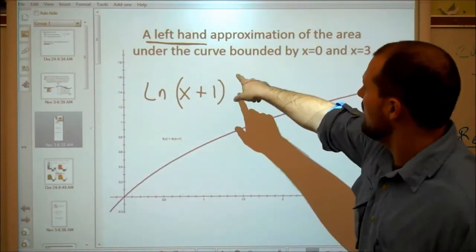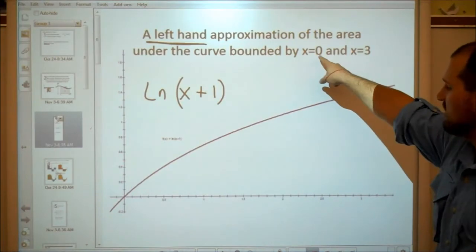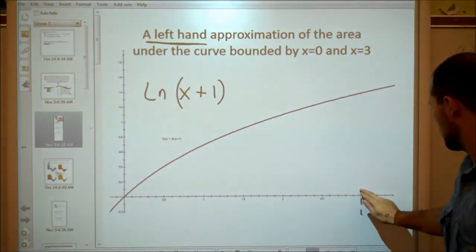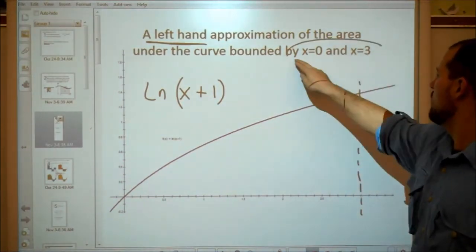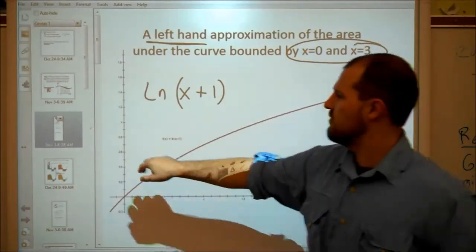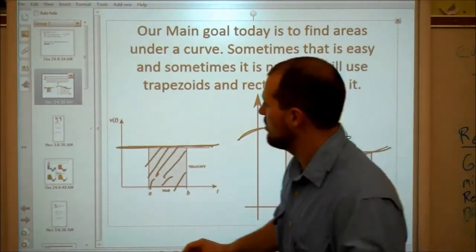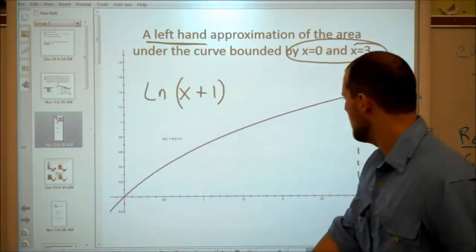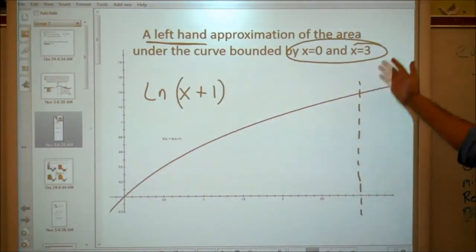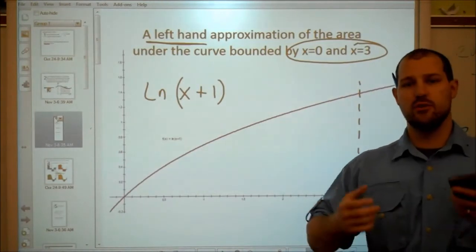On this one, we're going to have our curve. It's bounded by x equals 0 and x equals 3. Let me put x equals 3 on there. Those are those values, a and b, those x values from before. We have that on our picture as well, so that matches up nicely. And what we're going to do is start breaking this up into rectangles.